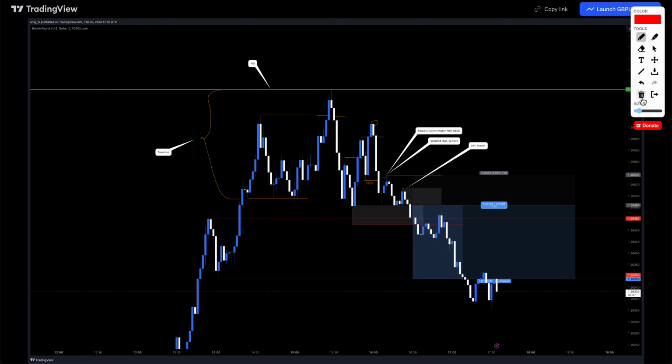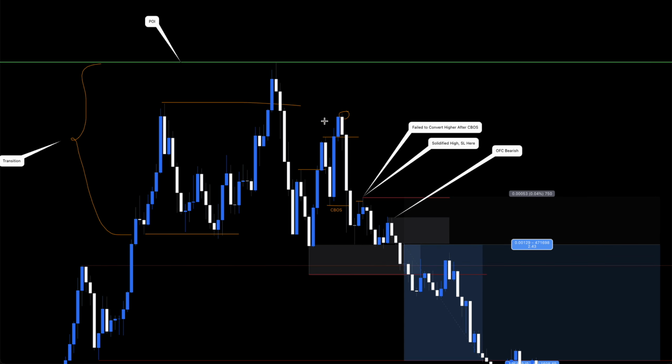Totally right. But what I like about this is that we failed to convert higher on this high here. And what we had was another CBOS, and then we failed to convert higher again because this low was broken. And then price pushed up, failed to convert higher again. Order flow is continuing to be bearish. So as soon as this SC formed, entry here. Stop was at this high here, which is a bit aggressive in my opinion.